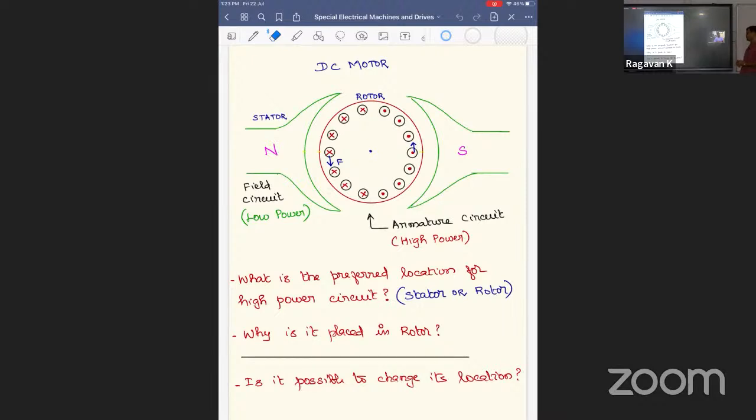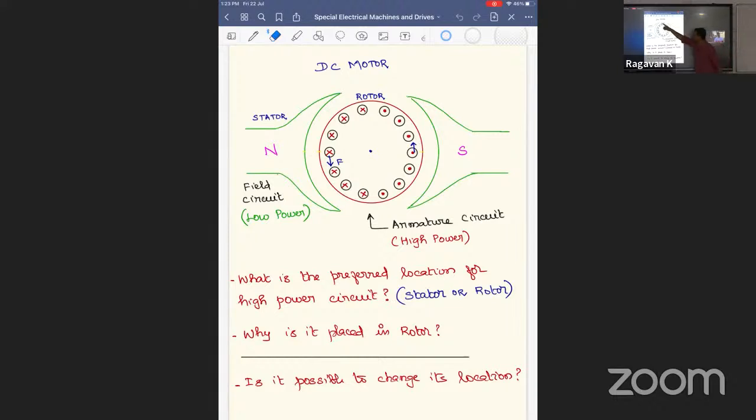In spite of that, we are intentionally keeping the high power circuit in the rotor. So I am asking a question: why is it placed in the rotor? Because we want something to happen for the conductors that are sitting in the rotor. What is that? Current reversal.